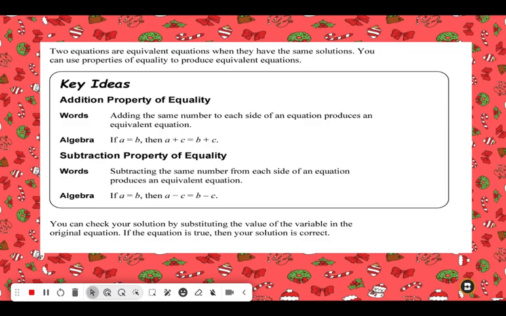So an equation is like a balance. Think of a balance. What you do to one side, you do to the other. So there are some key terms here. The addition property of equality just means when you add the same number to both sides of the equation. Then we have the subtraction property of equality, which just means when we subtract the same number from each side of an equation.